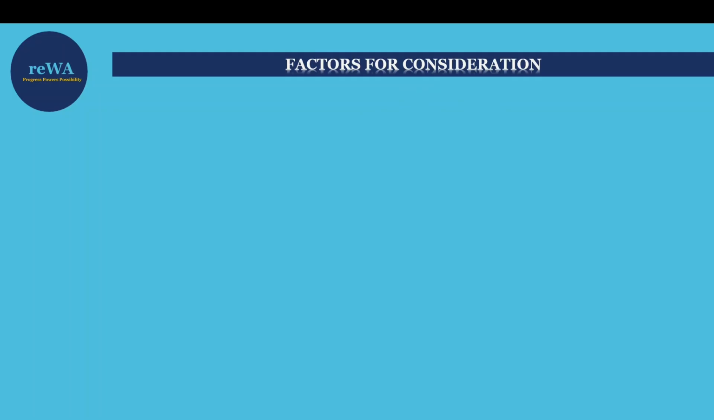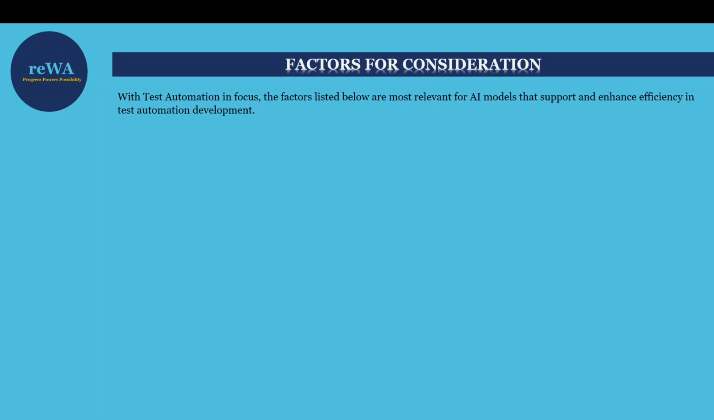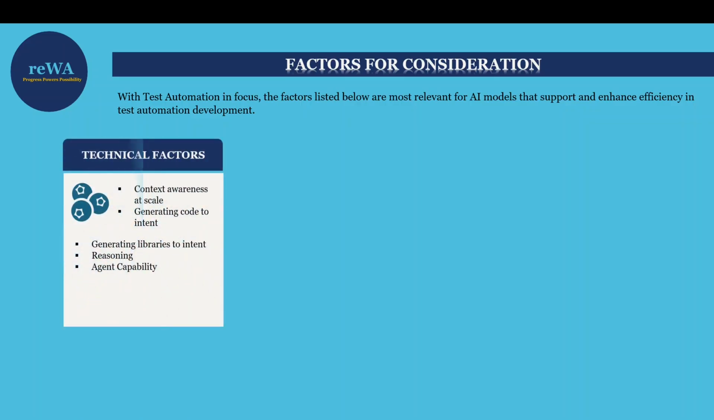What are the factors for consideration? Okay, mainly for test automation purposes, I have collected a few factors. One is technical factors. What are the technical factors? I just looked at a high level, not the granular level. One is context awareness at scale. Context awareness means that whatever the current project or current window is that is open, whether the particular assistant is able to perceive it or learn it or not. Not a single screen, but the entire project. That's why I mentioned it as at scale.